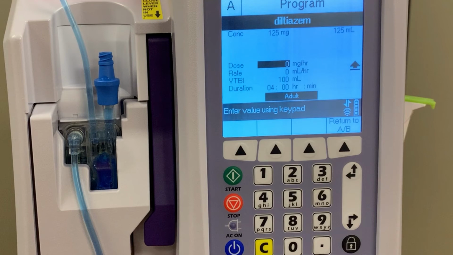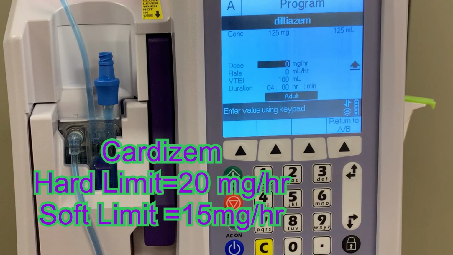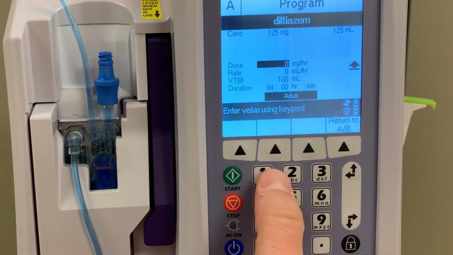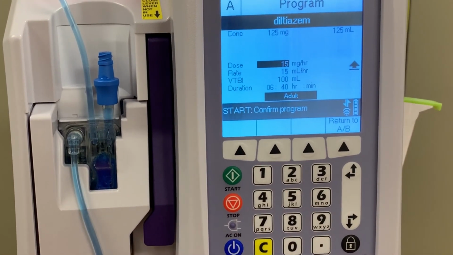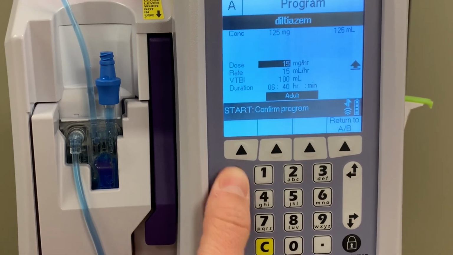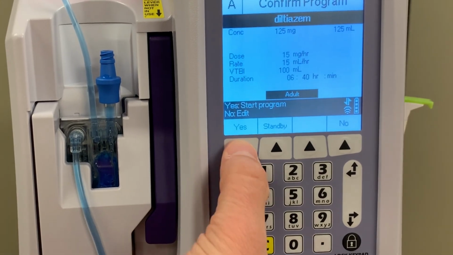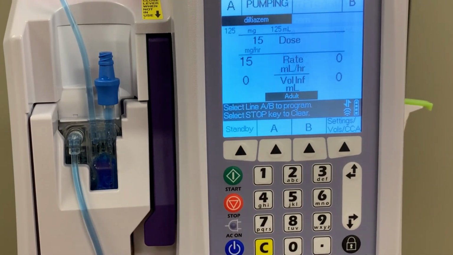For Cardizem, anything above 20 mg per hour is considered inappropriate and unsafe, so there is no way we can program above that rate. But let's say I truly meant to input a rate of 15, and I accidentally typed 25. Thanks to this hard limit, I did not accidentally overdose this patient with medication, and now I can enter the 15 mg per hour dose.